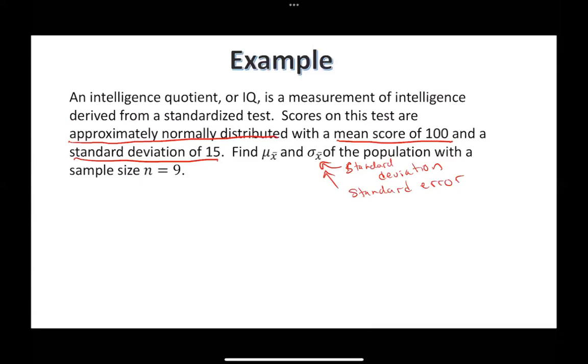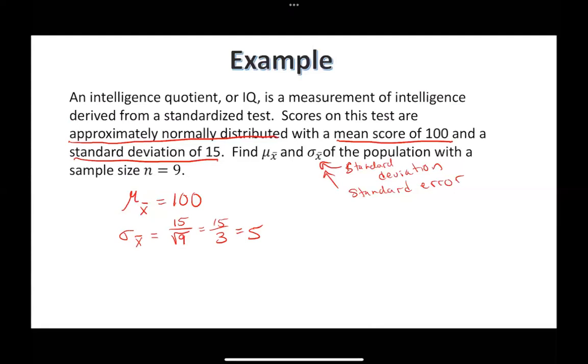Okay, so my mean, mu sub x bar, is just what they gave us, 100. The mean is always just whatever they gave us as the mean. It doesn't change. The standard deviation sub x bar is going to be the standard deviation they gave us, which is 15, divided by the square root of 9. I love it when it's math that I can do in my head. 15 divided by 3, so that is 5.